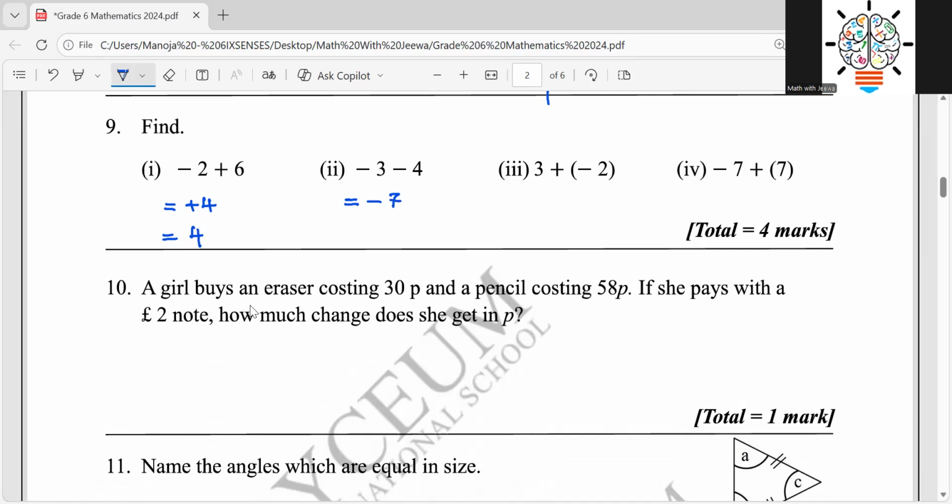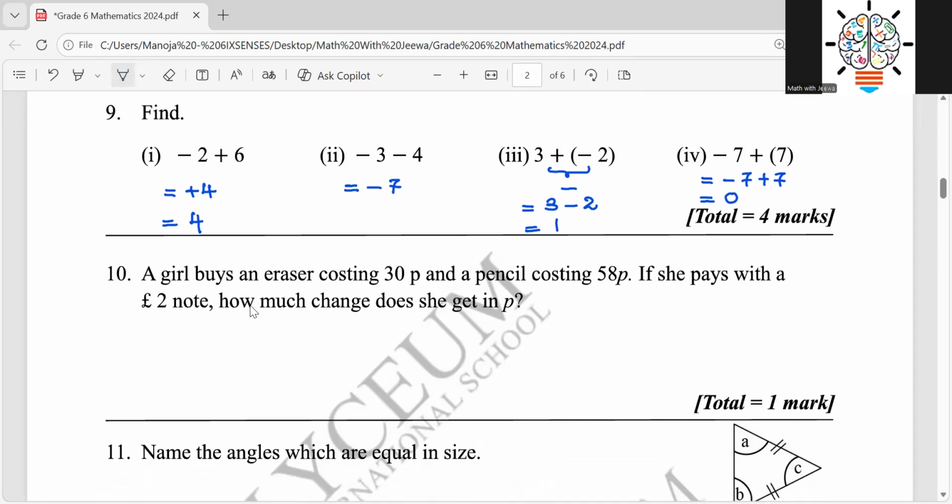And here, when you come across this kind of thing, you know that here we have the multiplication, plus and minus, that becomes minus, and you rewrite the question, 3 minus 2, the answer is 1. Okay. Here, what does this mean, children? Negative 7 and positive 7. It is just 0, right? So then the first one, you have 4, negative 7, 1, and 0, right? Then we will move to question number 10.